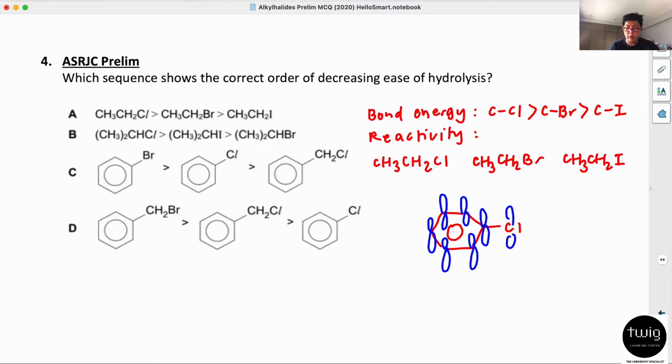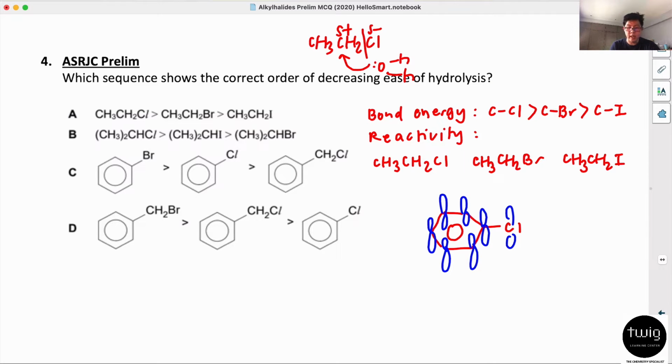Which sequence shows the correct order of decreasing ease of hydrolysis? Hydrolysis essentially, you can take it as water, delta minus, delta plus. Water is the nucleophile. It's going to attack the carbon and kick out the Cl. So it's going to substitute the Cl with probably an OH in the presence of water.